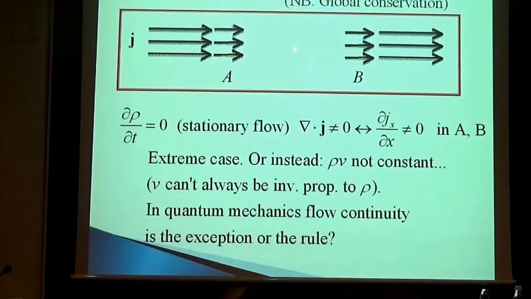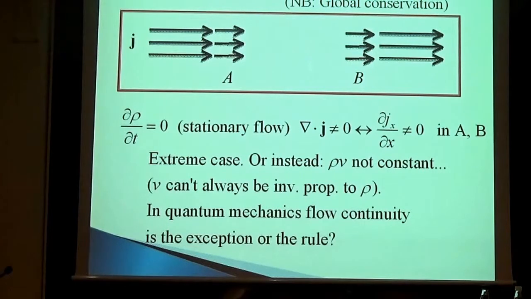This is an extreme scenario. A less extreme scenario could be not that the current just disappears, but that the density times the velocity of the chirals is not constant, because this is what is required by conservation. If we write this, suppose we have a stationary flow, so the conservation is just this equation here in a one-dimensional flow. If dj_x over dx is different from zero, this means that rho times u is not a constant. Could it be that rho times u is not a constant?